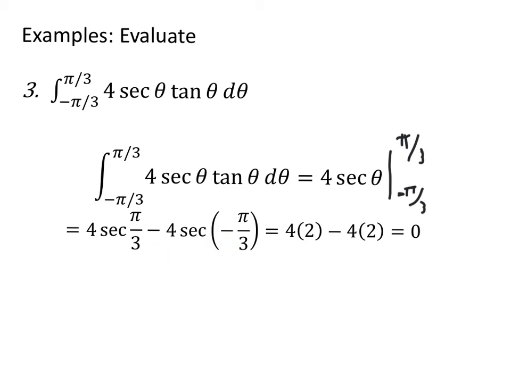The nice thing is that secant is an even function. It turns out that the secant of pi over 3 is the same as the secant of negative pi over 3. These are handy things to know. Both 2, and that's because the cosine of pi over 3 is 1/2. If the cosine of pi over 3 is 1/2, this secant of pi over 3 will be 2, but 8 minus 8 is 0.